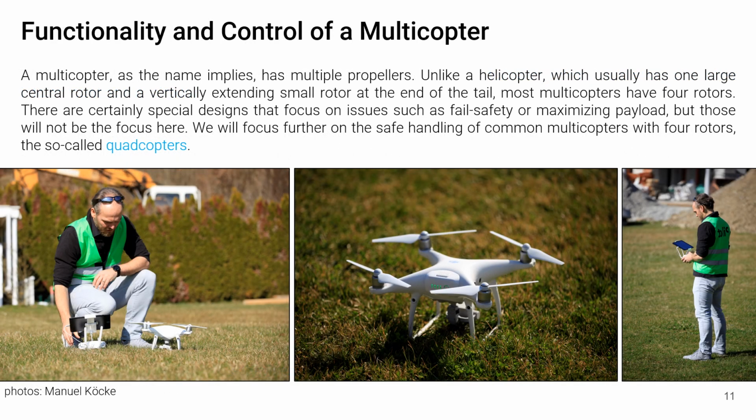A multicopter, as the name implies, has multiple propellers. Unlike a helicopter, which usually has one large central rotor and a vertically extending small rotor at the end of the tail, most multicopters have 4 rotors. There are certainly special designs that focus on issues such as fail safety or maximizing payload, but those will not be the focus here. We will focus further on the safe handling of common multicopters with 4 rotors, the so-called quadcopters. Due to the given symmetry, the mode of operation is quickly apparent and easy to understand.